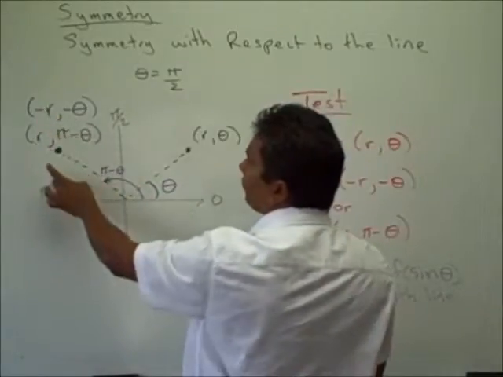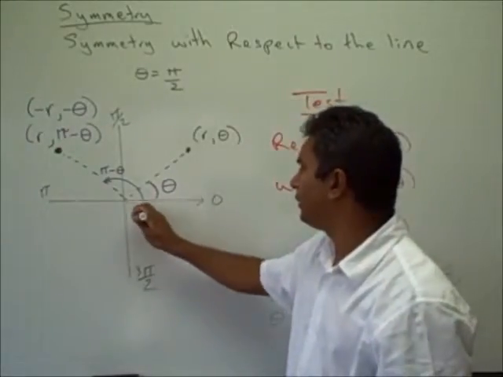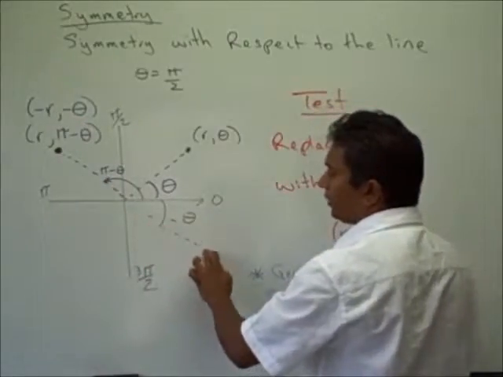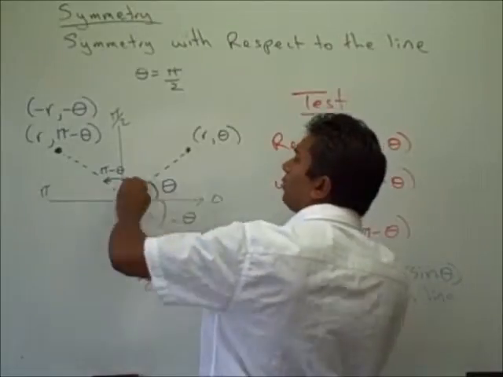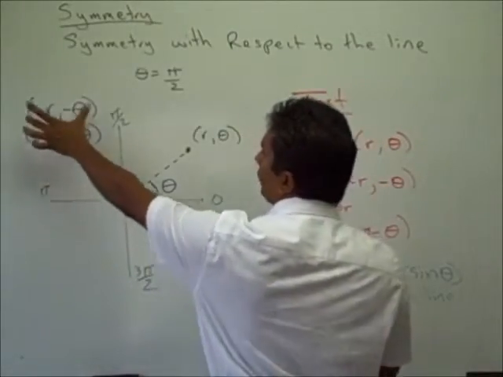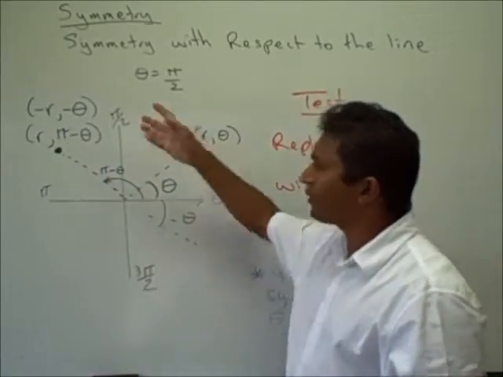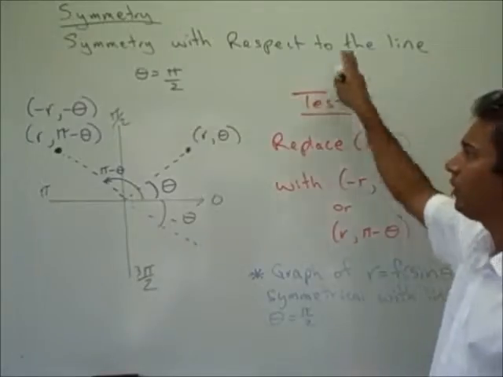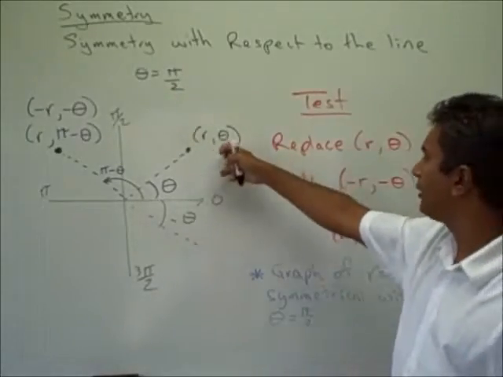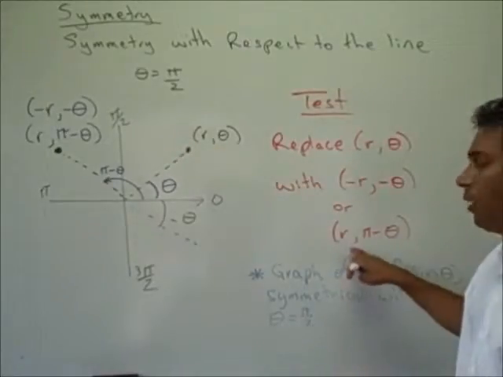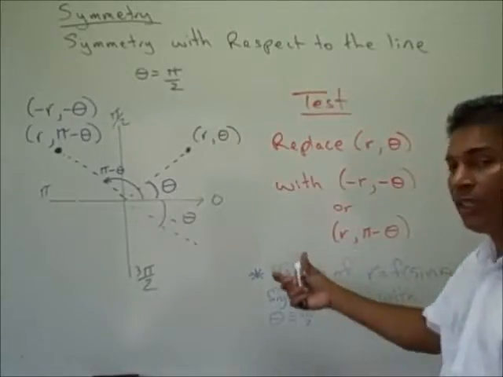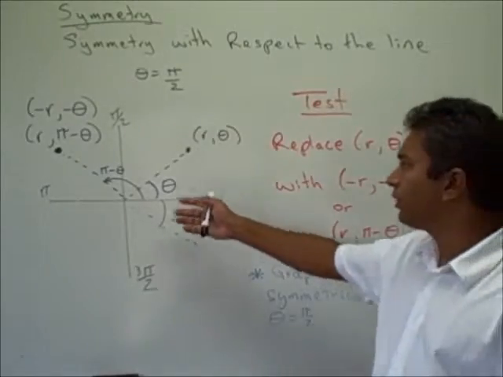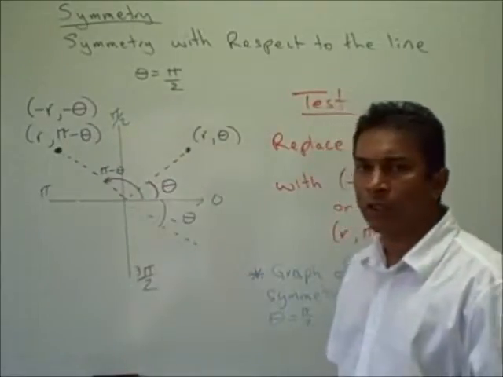The coordinates for the reflected point could also be negative r, negative theta. Here we have theta, so negative theta would be down here. Remember, r is our directed distance, so if this is negative theta, then negative r means it's being reflected over here. So from here, it goes back to here. So either of these coordinates will give us the reflection of r, theta around the line theta is equal to pi over 2. So to test for symmetry with respect to the line theta is equal to pi over 2, we replace r, theta with negative r, negative theta, or r and pi minus theta. Now in general, the graph of r is equal to some function of sine theta is always going to be symmetrical with the line theta is equal to pi over 2.